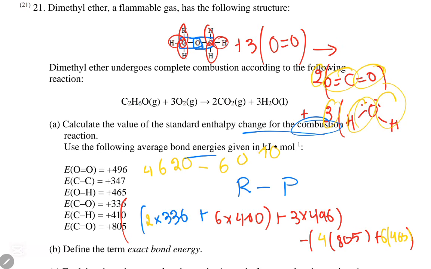You put it on the calculator. So 4620 minus 6010. This will give me an answer, which is minus 1390 kilojoules per mole. We move on to part B.